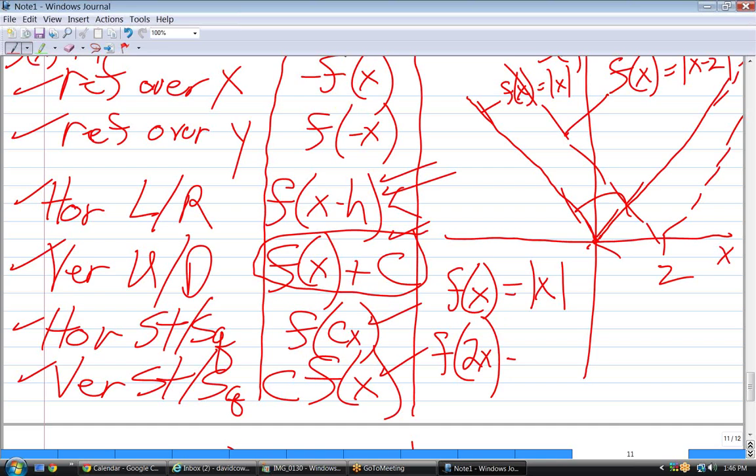So how am I going to write this particular absolute value function? What is f of 2x? 4. No. In other words, how do I write it? If f of x is absolute value of x, what is f of 2x? The absolute value of 2x. Again, the only thing I do is I substitute 2x wherever I see x.